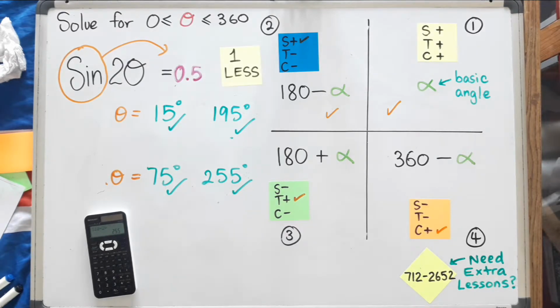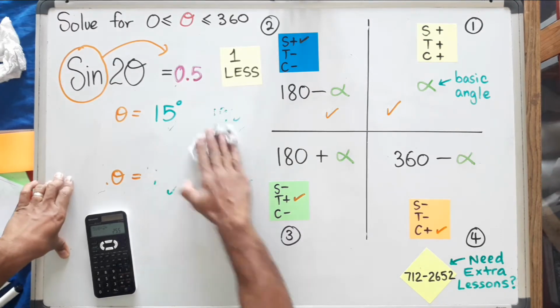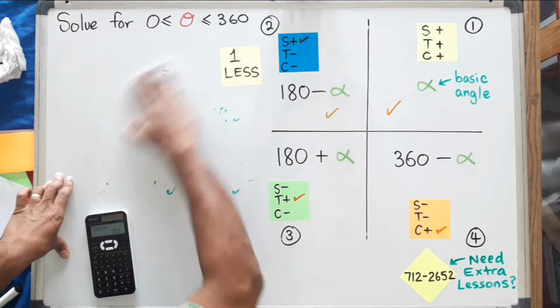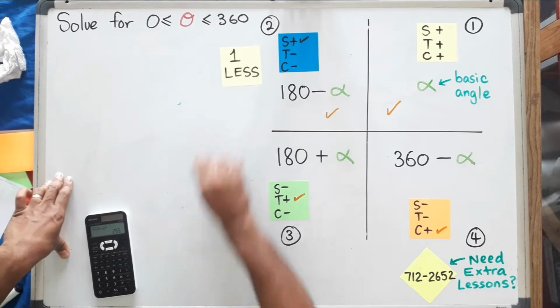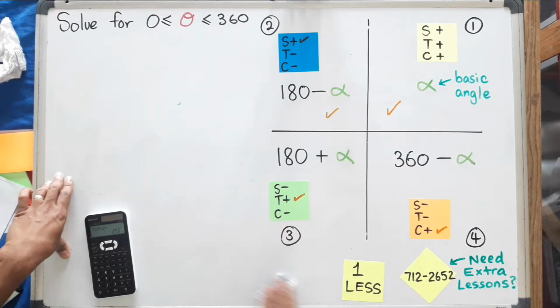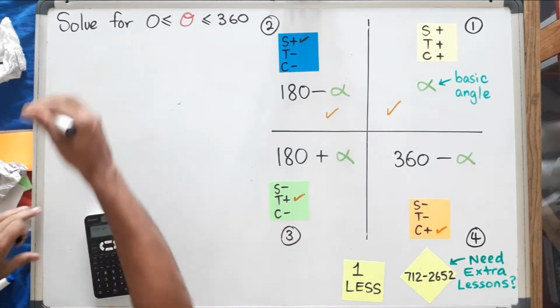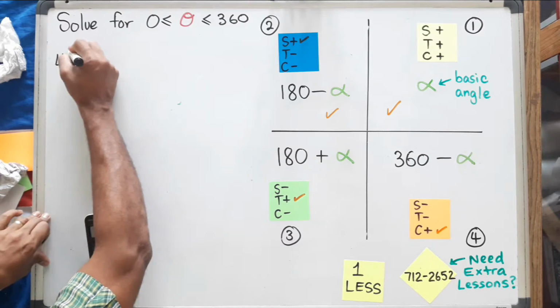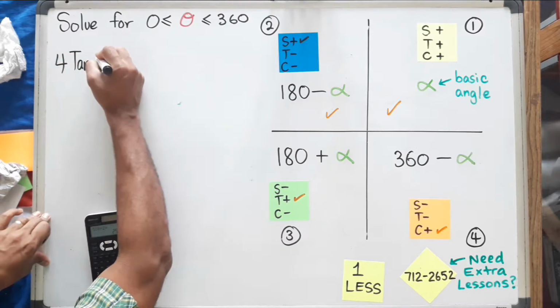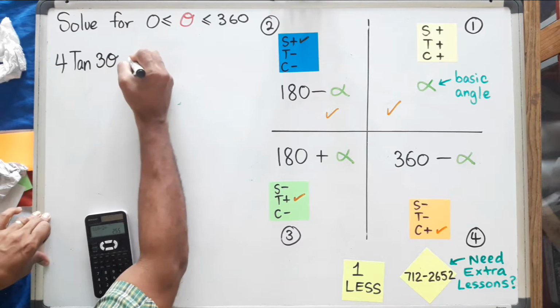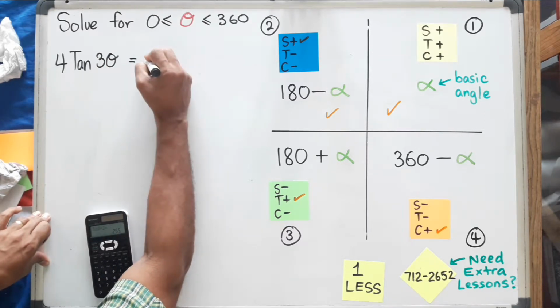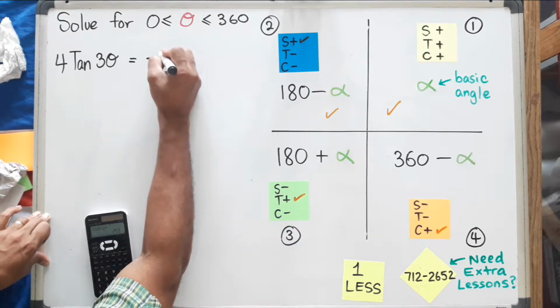That one was pretty, well, not that simple, but it was good enough. Let's try something else. Right, so I'm going to put the one less thing here, so I have more space here. Let's say we have 4 tan 3 theta is equal to minus, let's say minus 5.